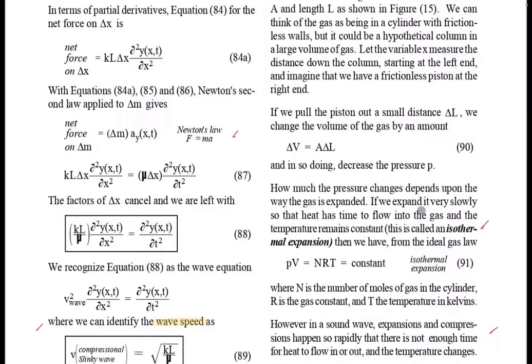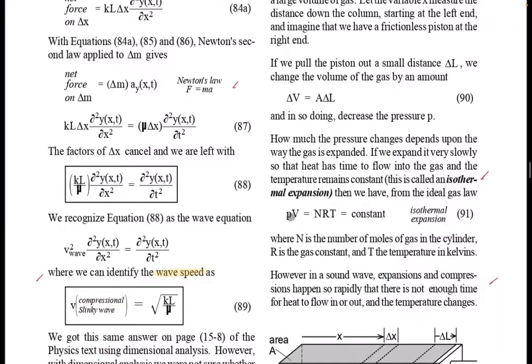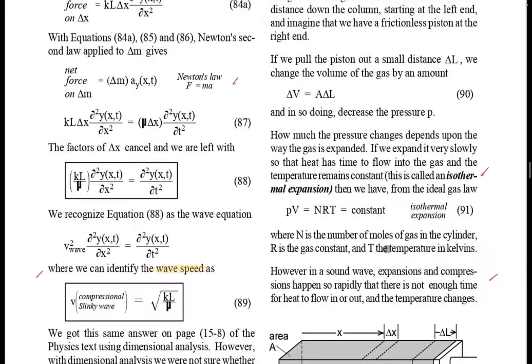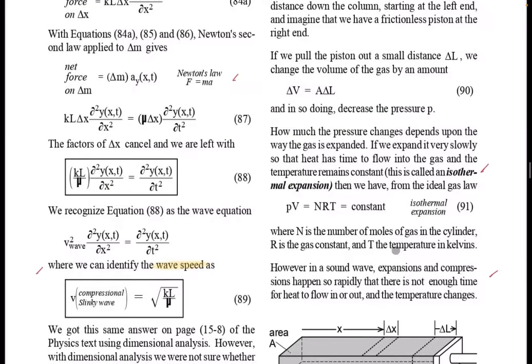If we expand it very slowly so that heat has time to flow into the gas and the temperature remains constant, this is called an isothermal expansion. Then we have the following ideal gas law: PV, meaning pressure times volume, equals nRT equals constant. Where n is the number of moles or molecules of gas in the cylinder, R is the gas constant, and T is the Kelvin temperature.